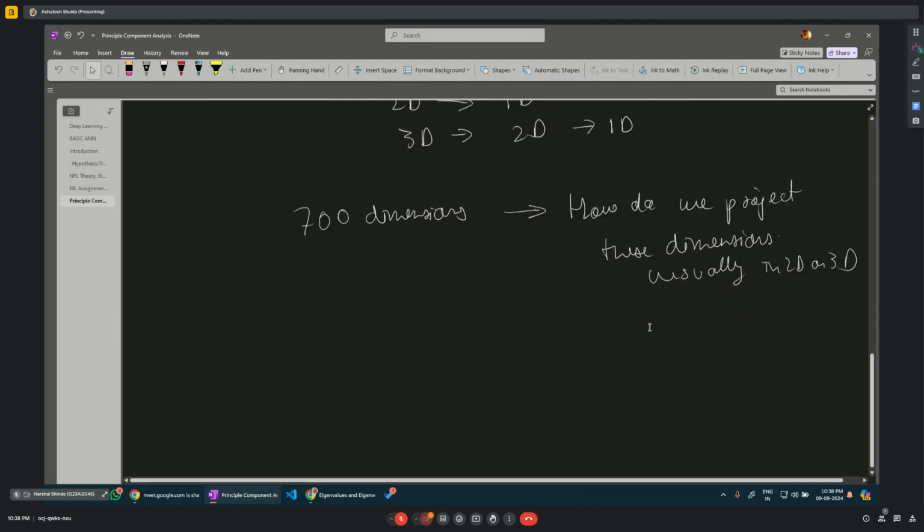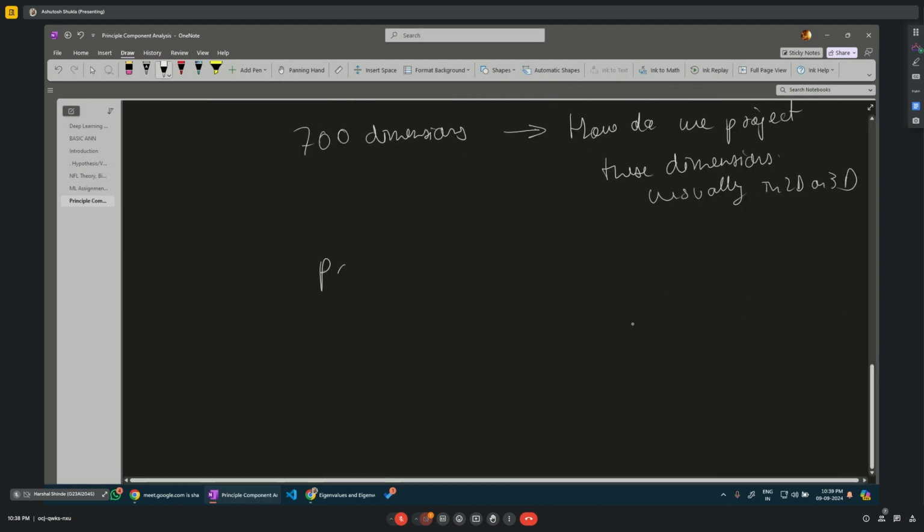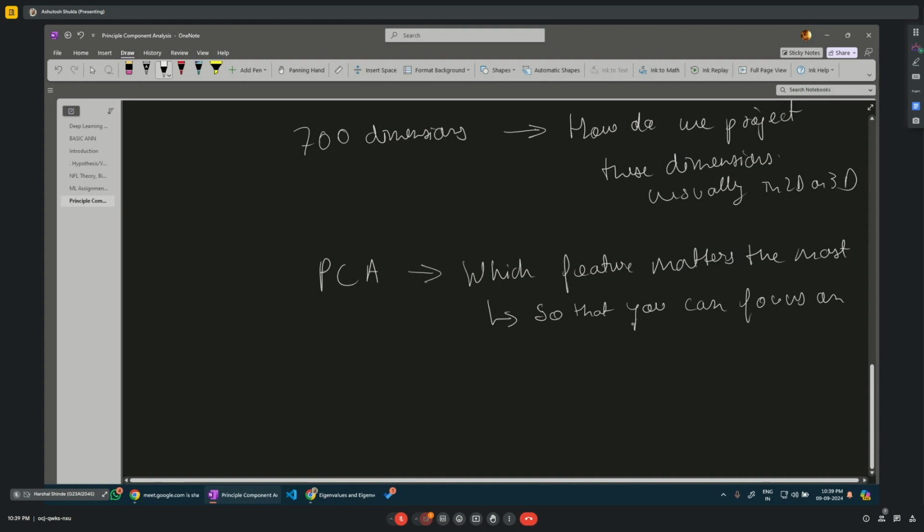See, the reason you want to use principal component analysis is primarily think of it like you want to see कि कौन सा feature, which feature matters the most, so that you can focus on that specific feature. So primarily that is the aim for PCA.